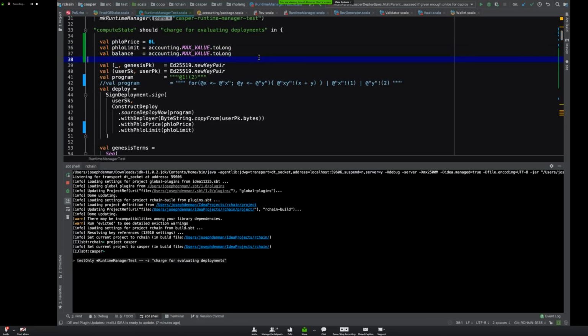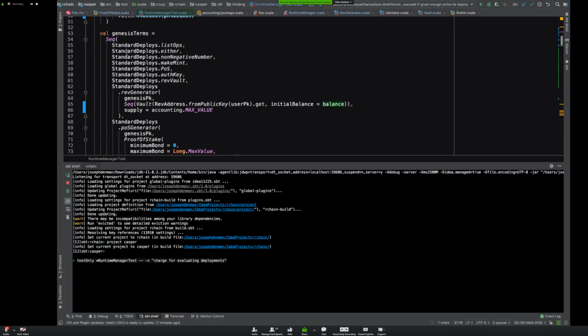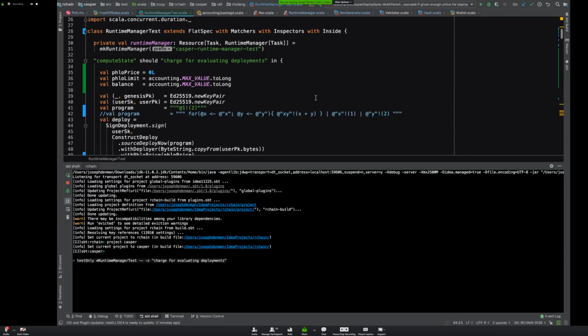So the point is that a user should run a program. We should measure how complex it is, and then they should be charged for that complexity. So let's try deploying this tiny little program, which just sends the integer 2 on the quoted channel, or the quoted process 1. We're going to deploy this program, initializing the balance of our user to the highest possible value. We're going to make them rich.